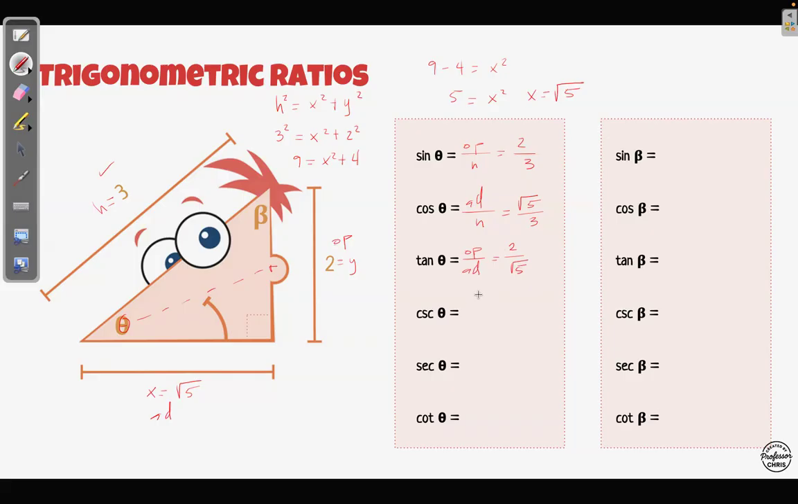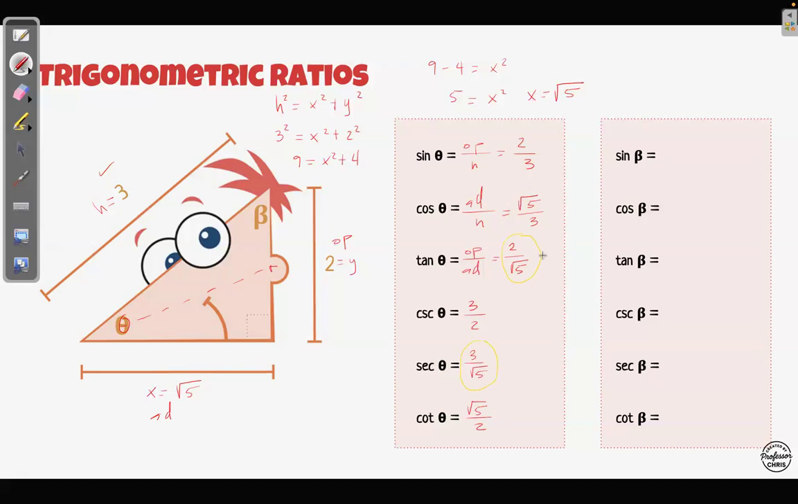And cosecant, secant, and cotangent are just reciprocals: 3 over 2, 3 over the square root of 5, and the square root of 5 over 2. Now, we're going to rationalize our answers. We're not going to keep those radicals in the denominator here and right here.